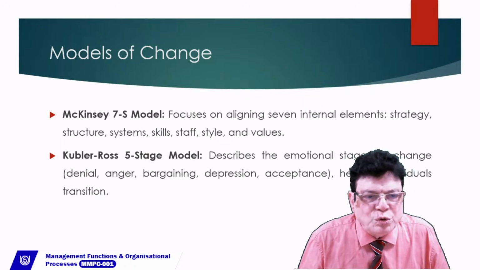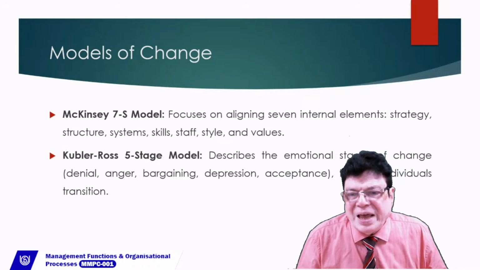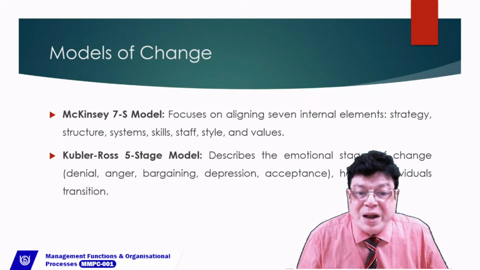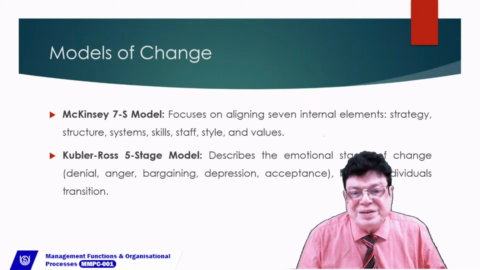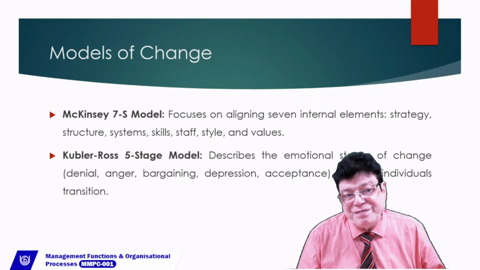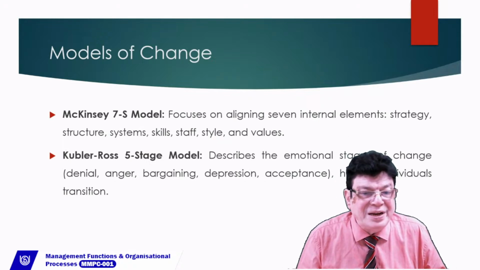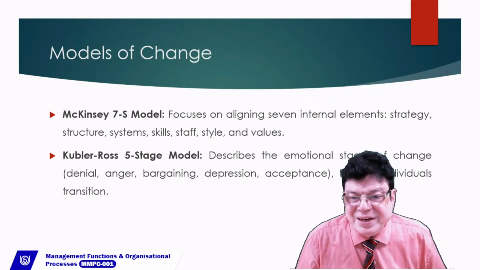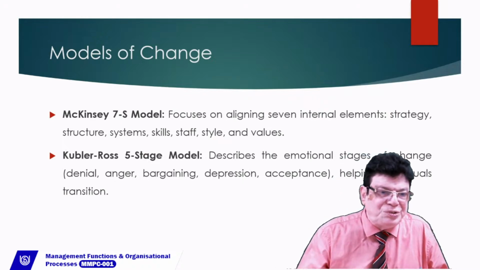Next is Kübler-Ross 5-stage model. It describes the emotional stages of change: denial, anger, bargaining, depression, and acceptance. These are the 5 stages: denial, anger, bargaining, depression, acceptance, helping individuals in transition.